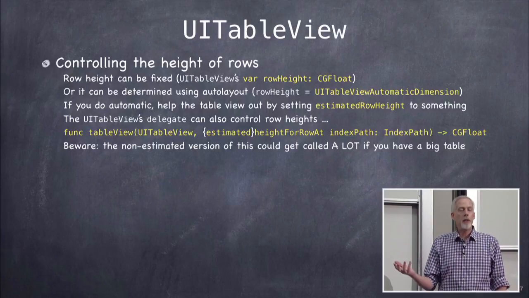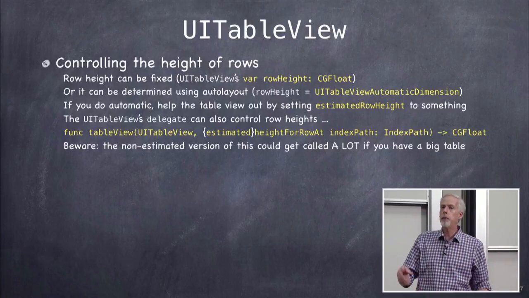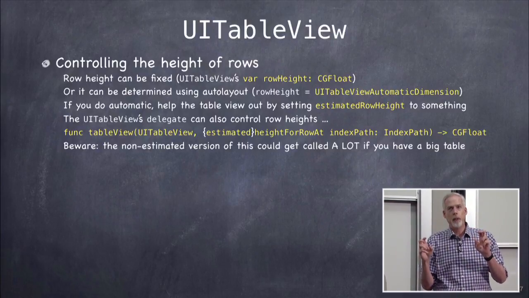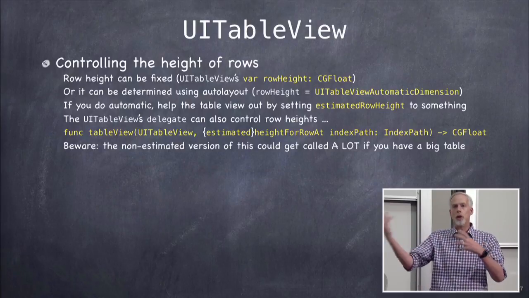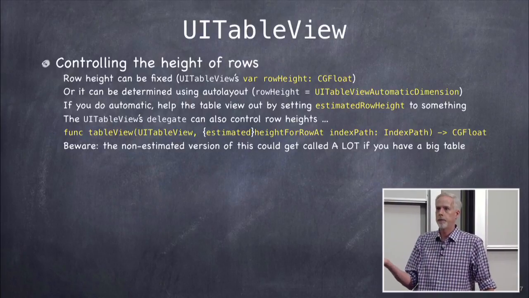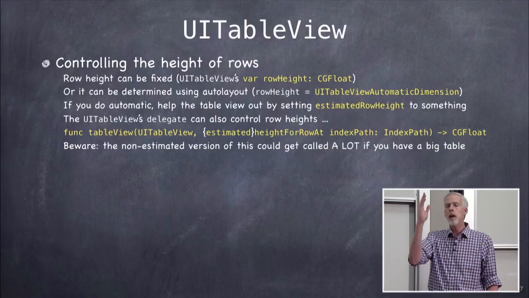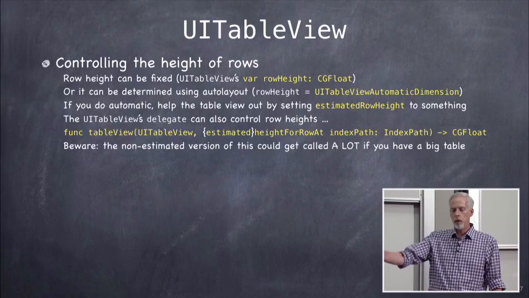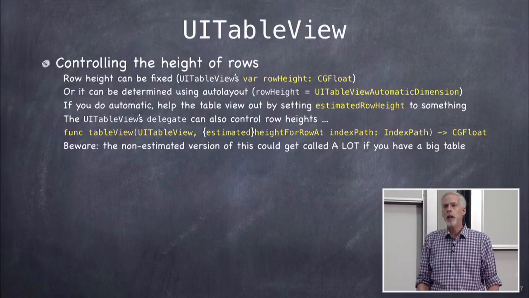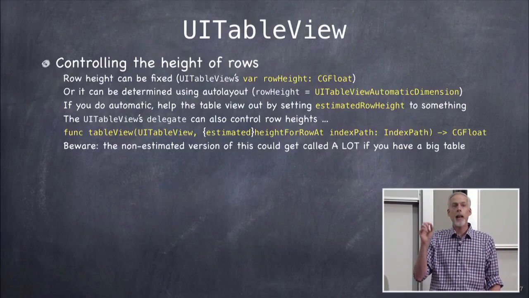Of course, the other way you can control the height is by doing auto layout and setting your height to be automatic dimension. If you set your height to be UITableView automatic dimension, that means go figure it out from the auto layout, please. So those are the three ways you can set the height. Set it fixed in the storyboard, answer this delegate method here, height for row at index path, or set it to be automatic dimension.